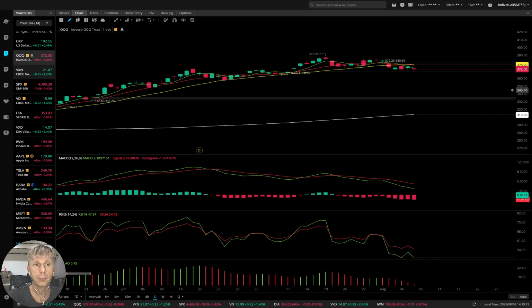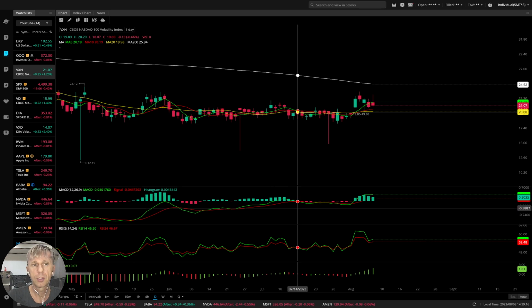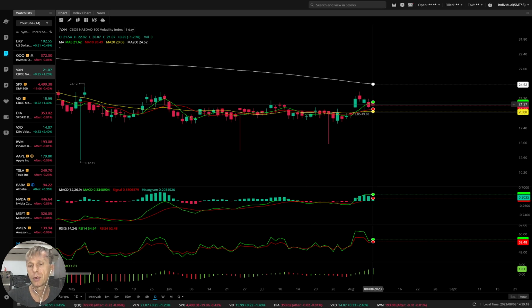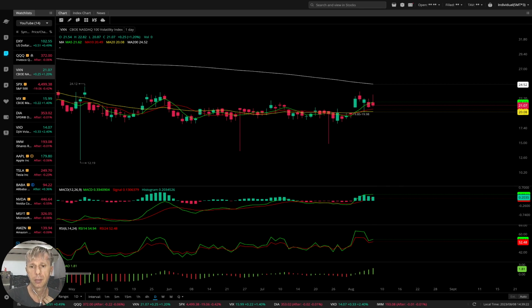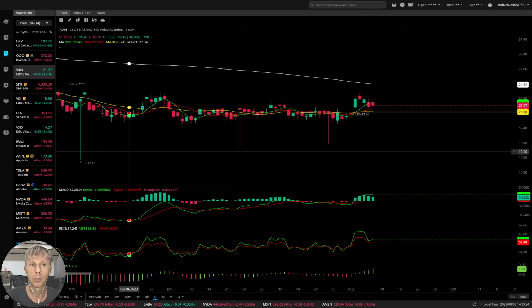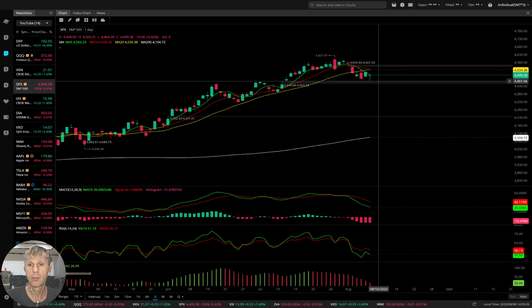Now let's move to VXN, the volatility index for Qs, plus 1.25%. Still bullish on all indicators. It's negative for Qs. Now S&P 500 daily time frame.